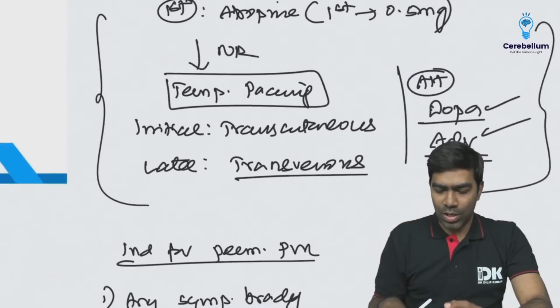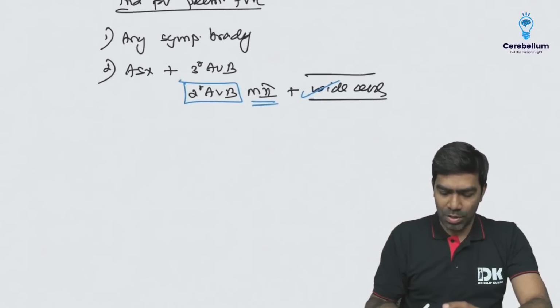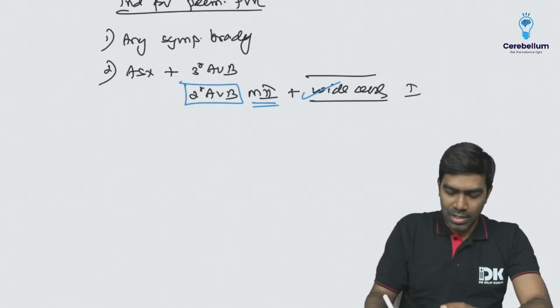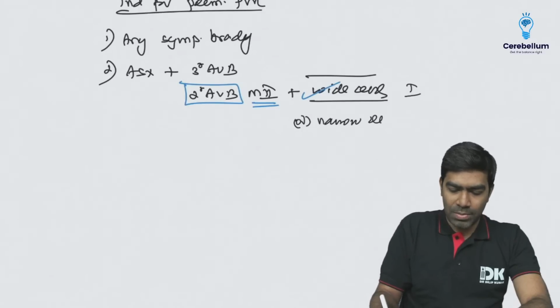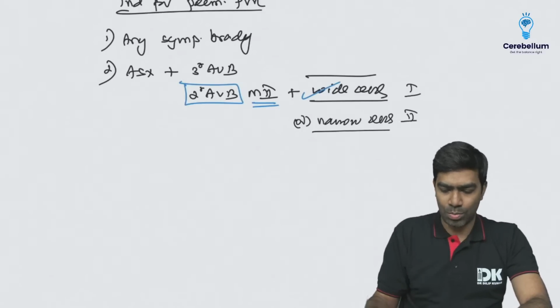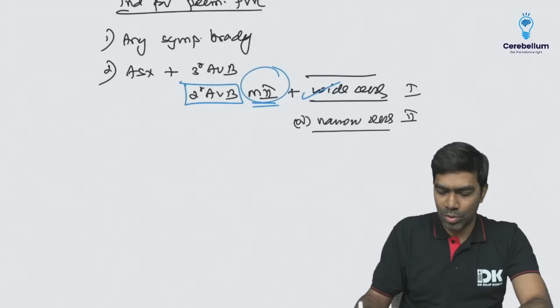Even if it's a narrow QRS, you can use it, but it's a class 2 indication. Remember, wide QRS is a class 1 indication. If the patient is having a narrow QRS, that becomes a class 2 indication, but still you can use it. Mobitz 2 is always dangerous.